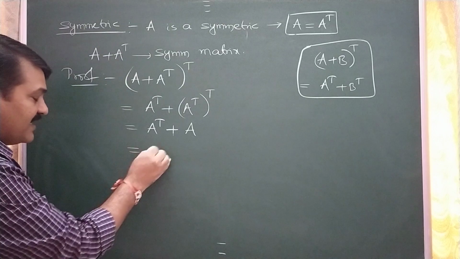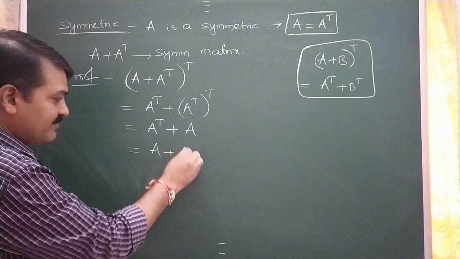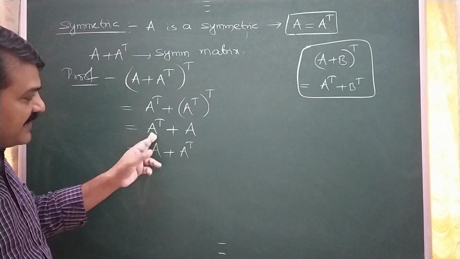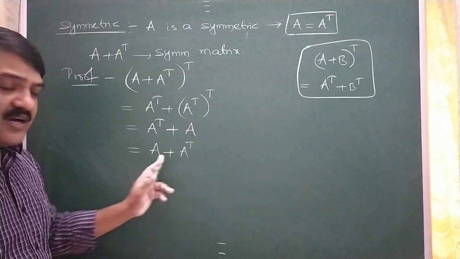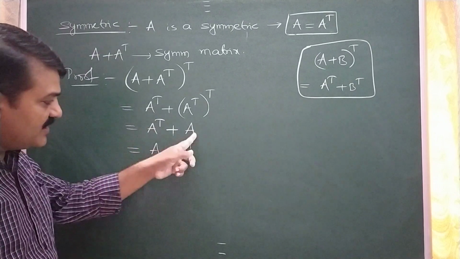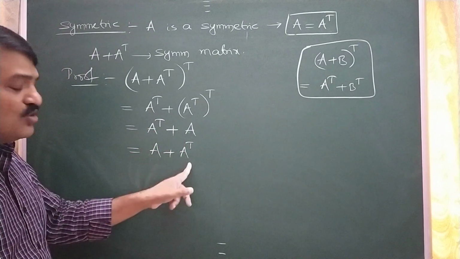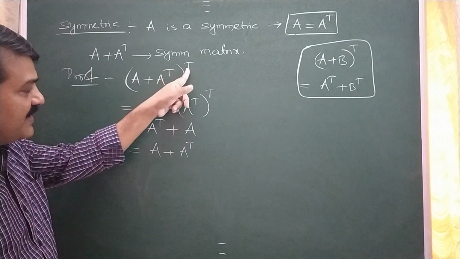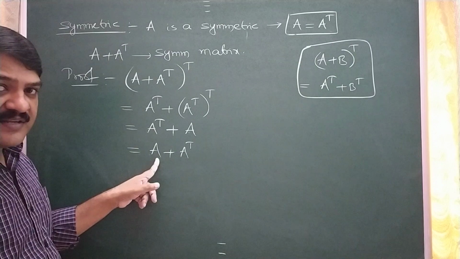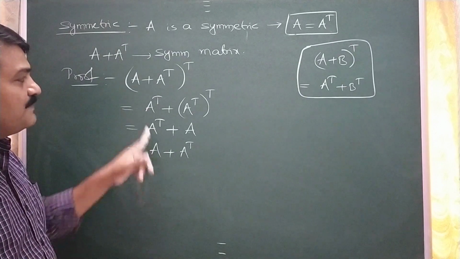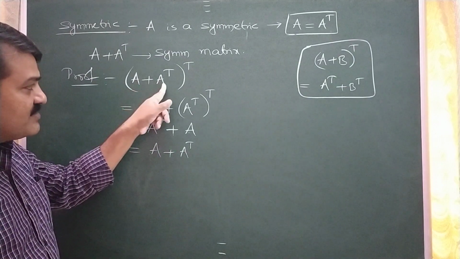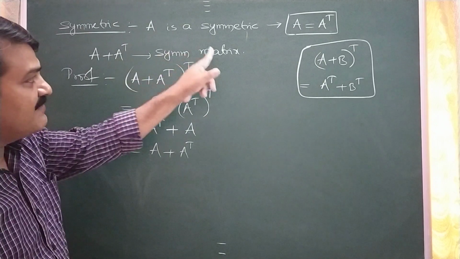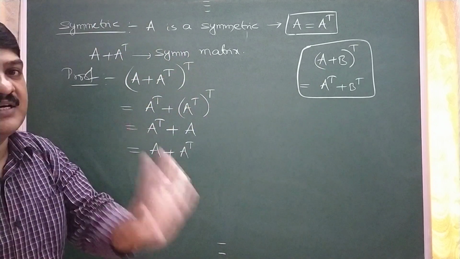So therefore I can write this as A plus A transpose, no? Because matrix addition is commutative. You can write like this, no problem. Now see here, by transposing this matrix, are we getting the same matrix? Yes. Therefore, this A plus A transpose is always a symmetric matrix, that you have to remember.